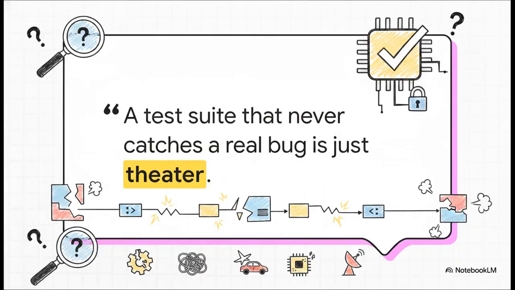Let's get into it. But before we put on our detective hats, we need to establish our core philosophy. It boils down to this. A test suite that never catches a real bug is just theater. It's totally fake. Basically, every bug is a missing check in your system. The 6 specific stories we're about to unpack represent full-blown integration disasters that absolutely would have exploded on real hardware if they hadn't been caught in the loop.